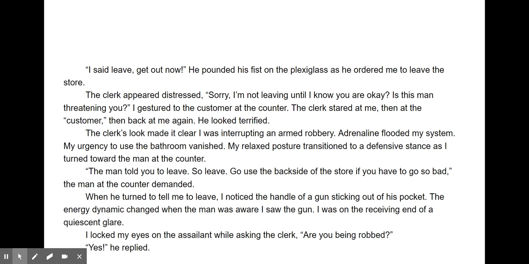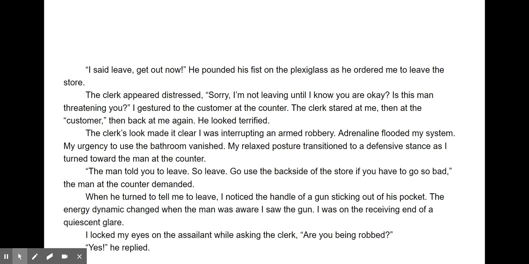The clerk appeared distressed. "Sorry, I'm not leaving until I know you're okay. Is this man threatening you?" I gestured to the customer at the counter. The clerk stared at me, then at the customer, then back at me again. He looked terrified. The clerk's look made it clear I was interrupting an armed robbery. Adrenaline flooded my system. My urgency to use the bathroom vanished. My relaxed posture transitioned to a defensive stance as I turned toward the man at the counter.